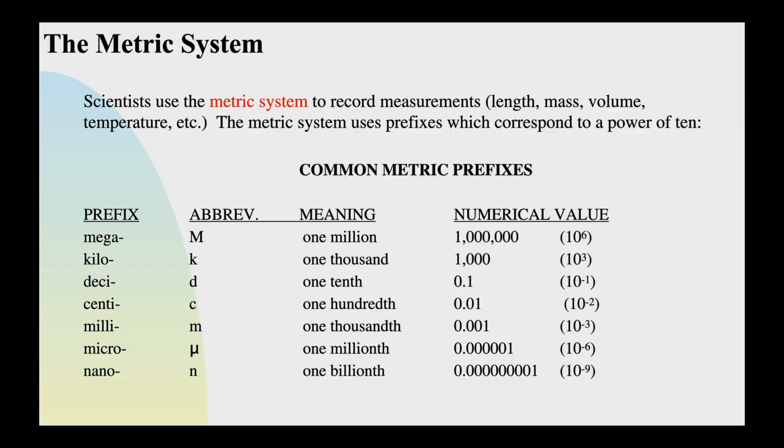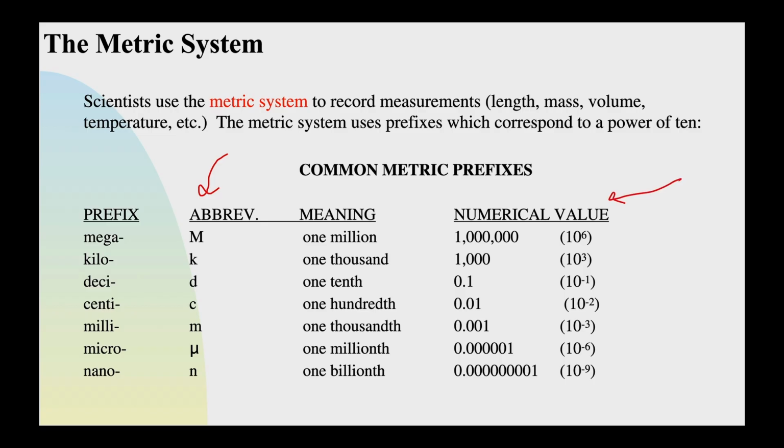Now, the metric system is our second thing, and some of you are familiar with this, and you're welcome to skip through it. You don't have to watch this video like a Hollywood video or anything like that. But if you are new to it, the metric system is based on a bunch of abbreviations, and they all have a numerical value associated with them.